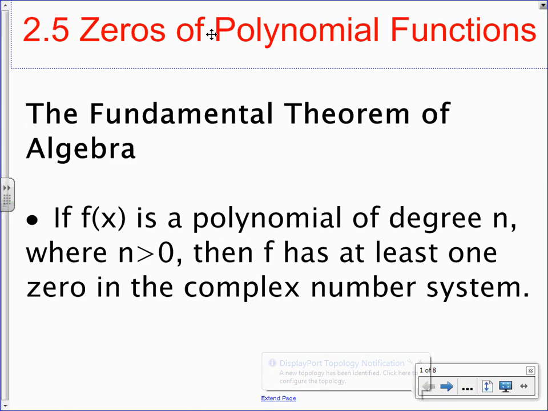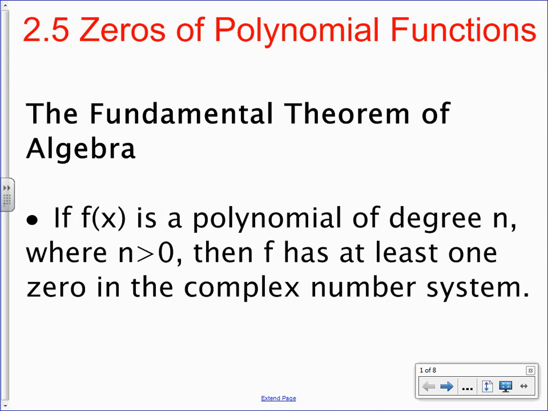So, first things first, this is kind of common sense, I guess. If we have a polynomial, then there has to be a zero, in the complex number system. Now, remember, real numbers are in the complex number system, right?